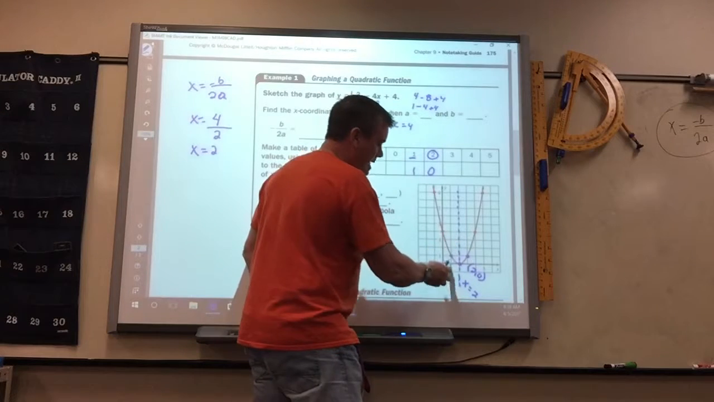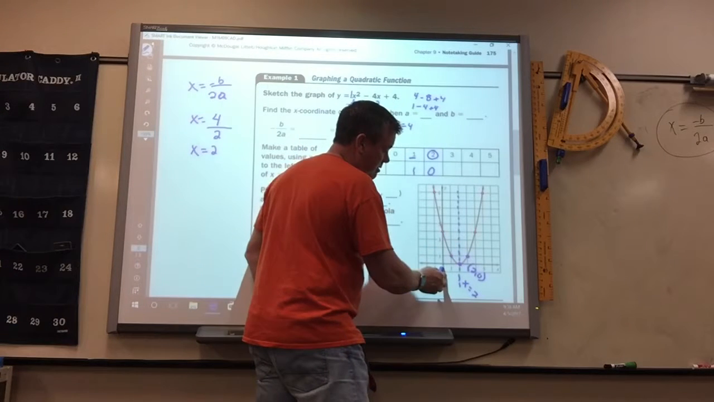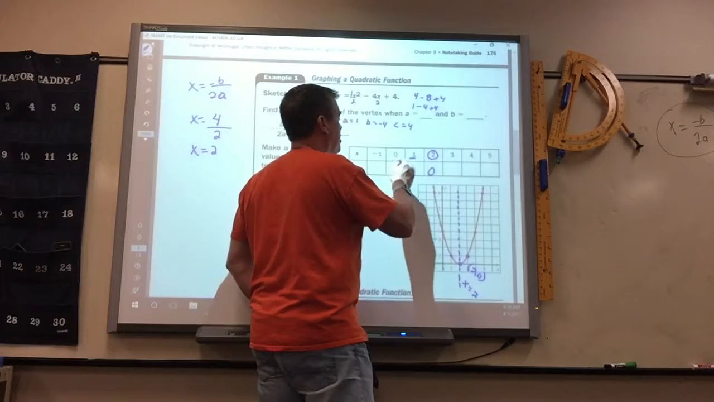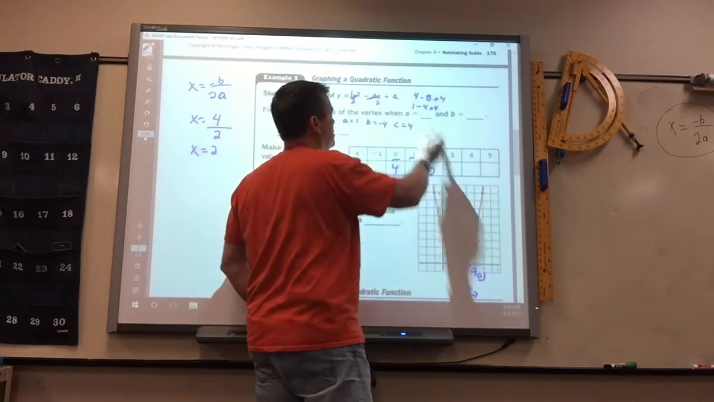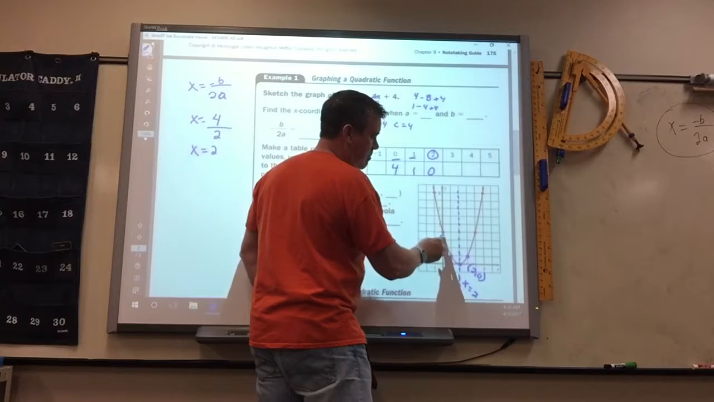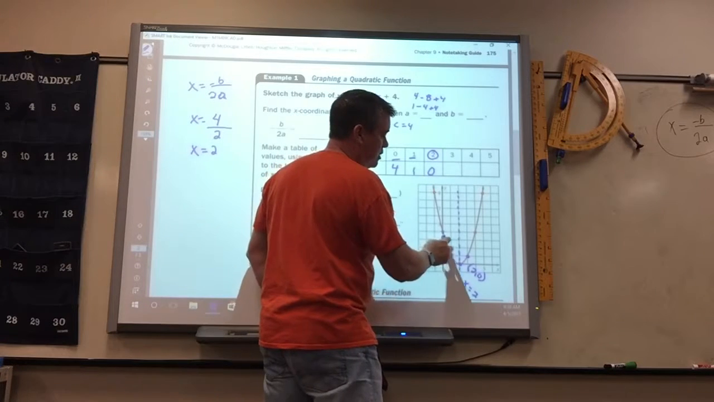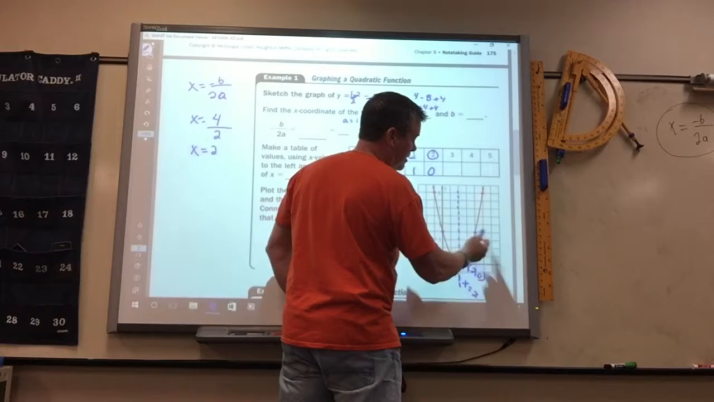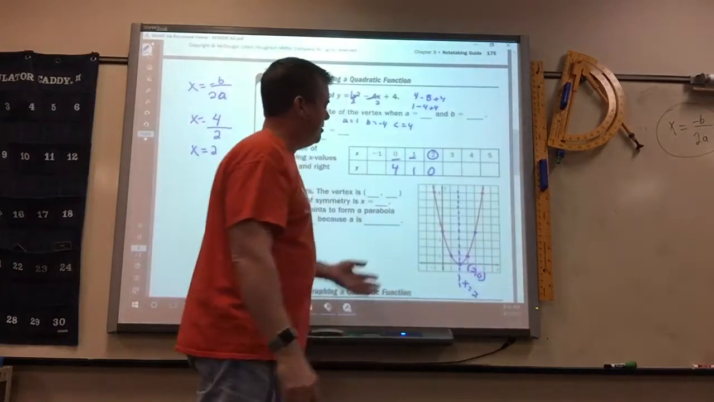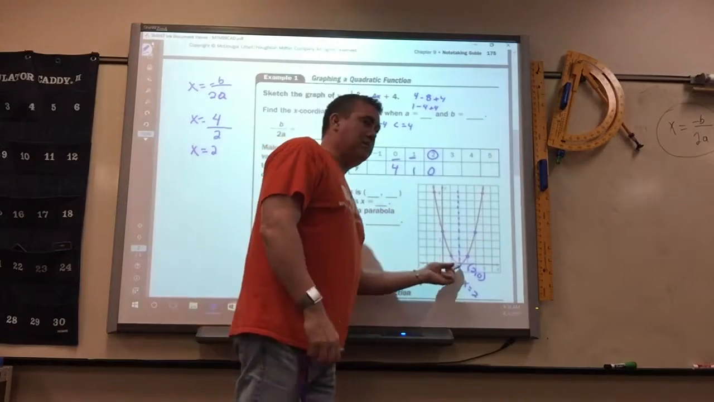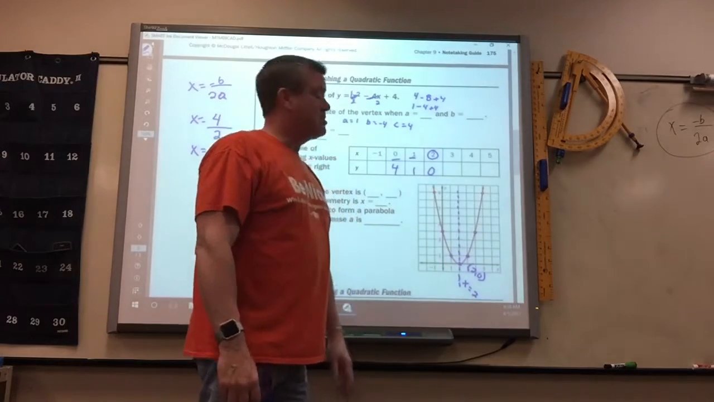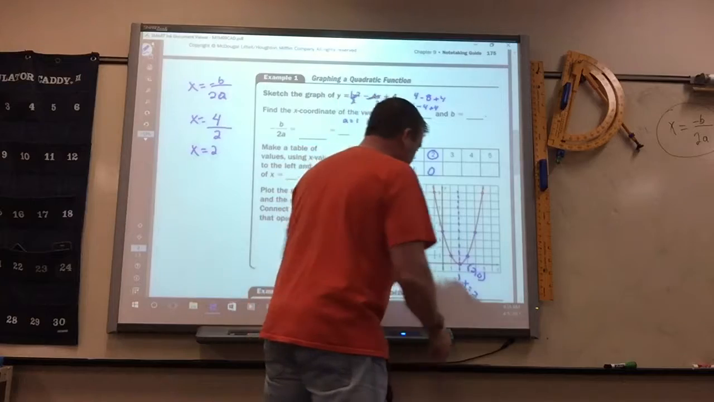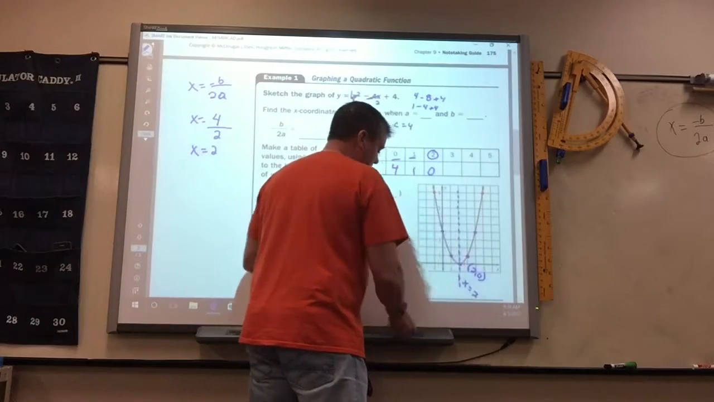Right? Then I could put 0 in. When I put 0 in, I get 4. Because that's 0, plus 4. So 0 over 4 up. And then again, you don't have to put another. You just reflect it over to there. And that's enough. Once you have the vertex and then 2 sets of points, that's all you need. Then you just draw the parabola.